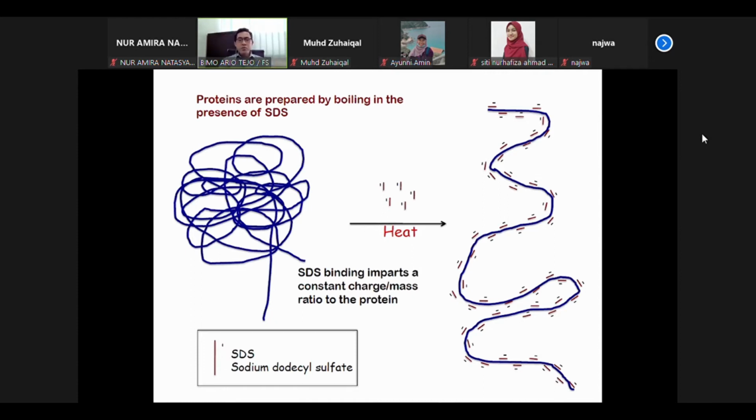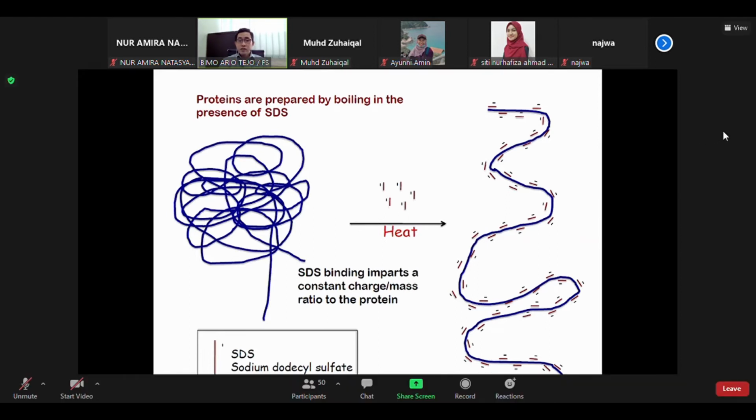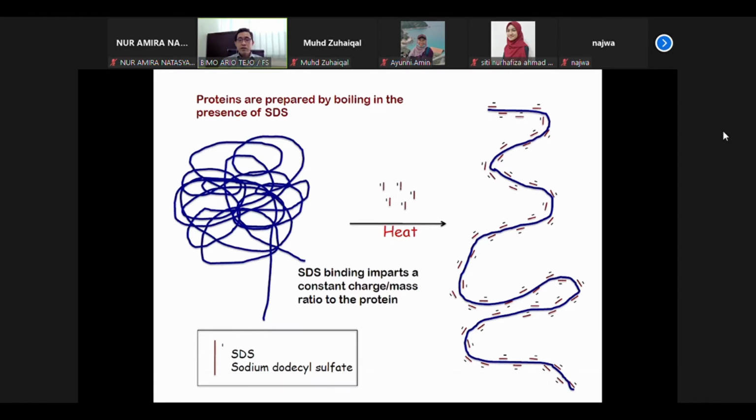So before putting our protein in the gel, we have to heat the protein in the presence of SDS. SDS, sodium dodecyl sulfate, is a detergent. And with heat, it will open the structure of the protein. Why do we have to heat our protein and add detergent? Because if we run the SDS-PAGE and our protein is in this shape, dia macam folded, it will affect the way the protein travels in the gel. It will affect the way protein migrates in the gel.